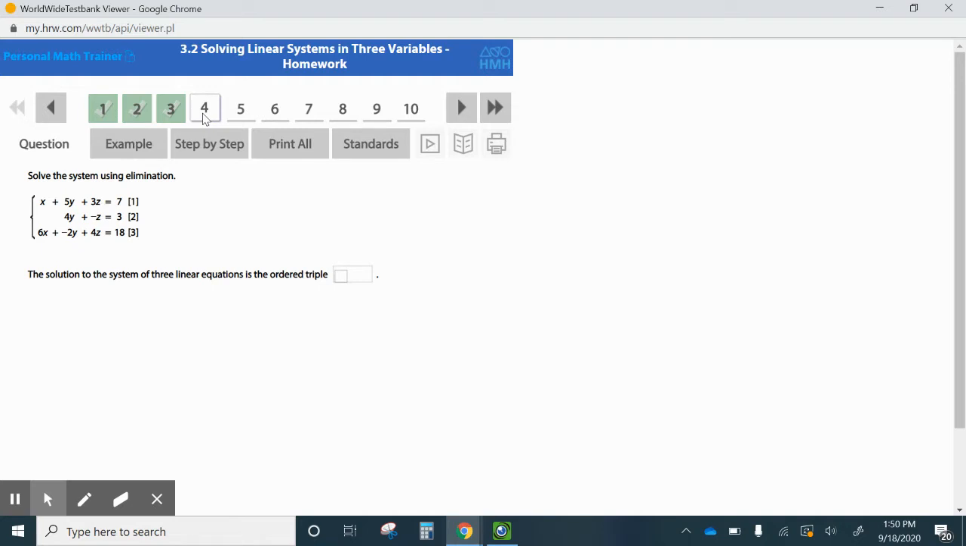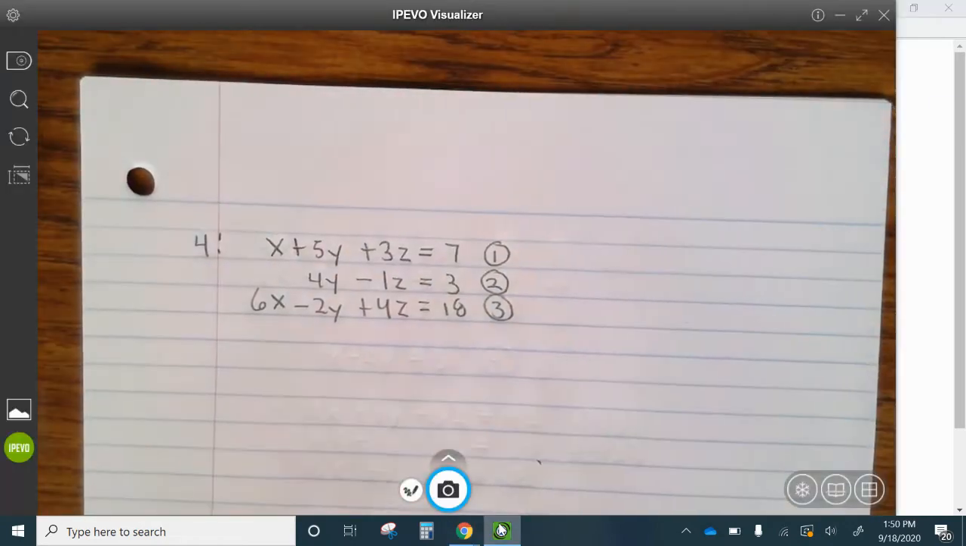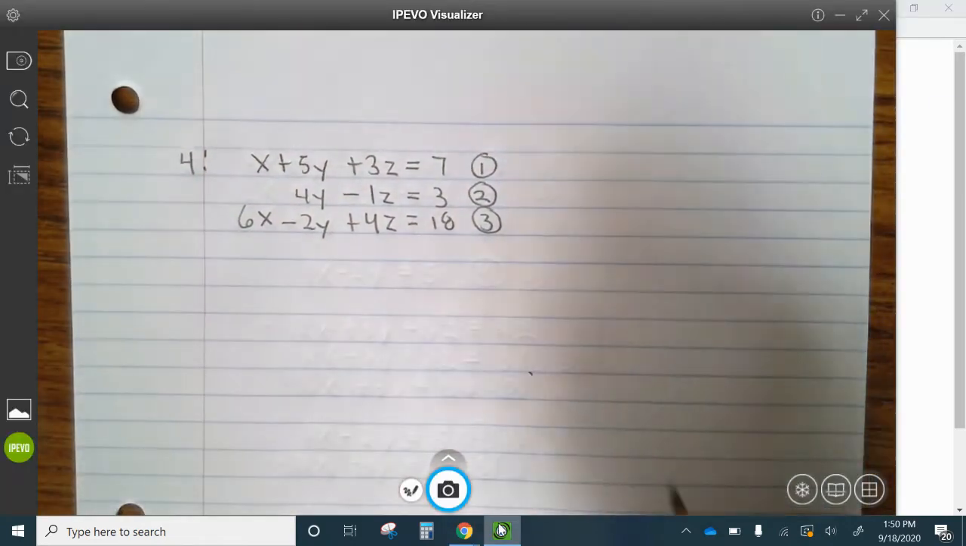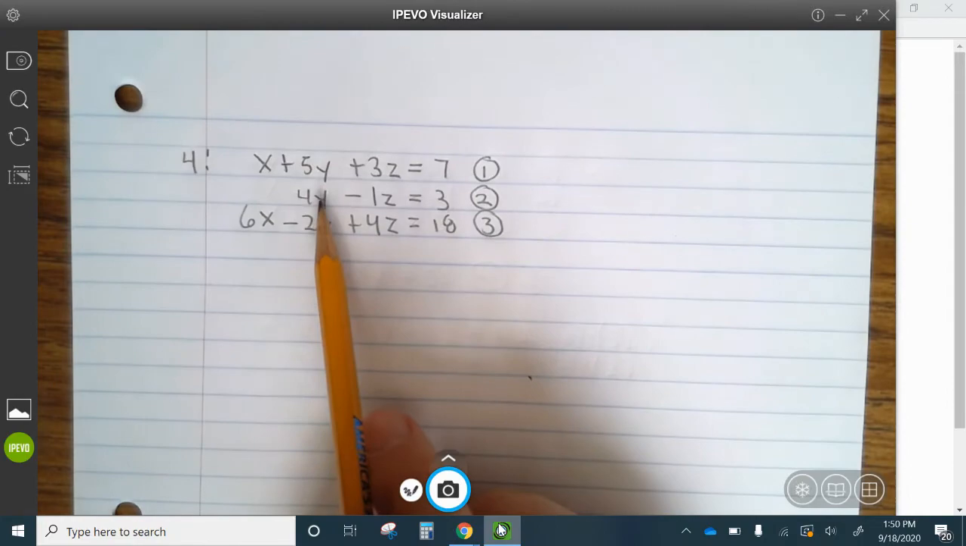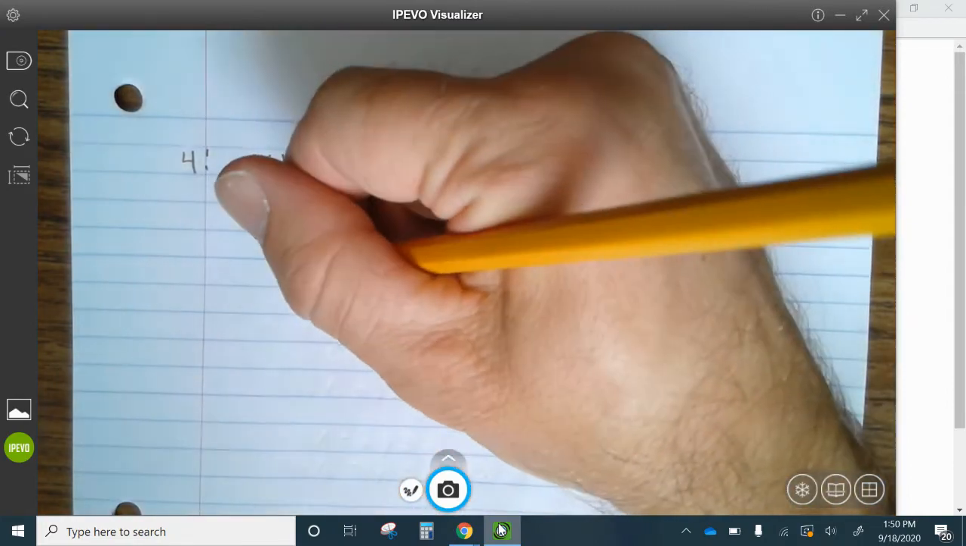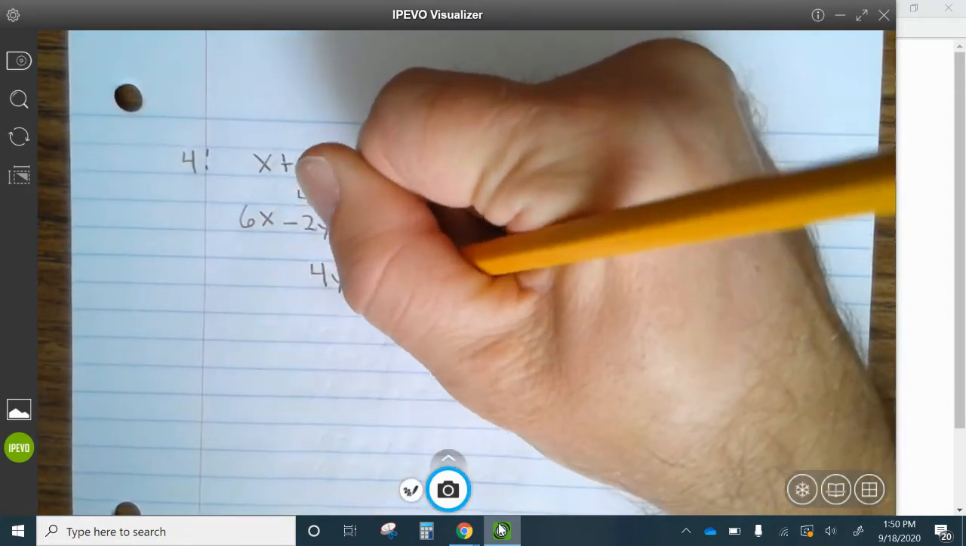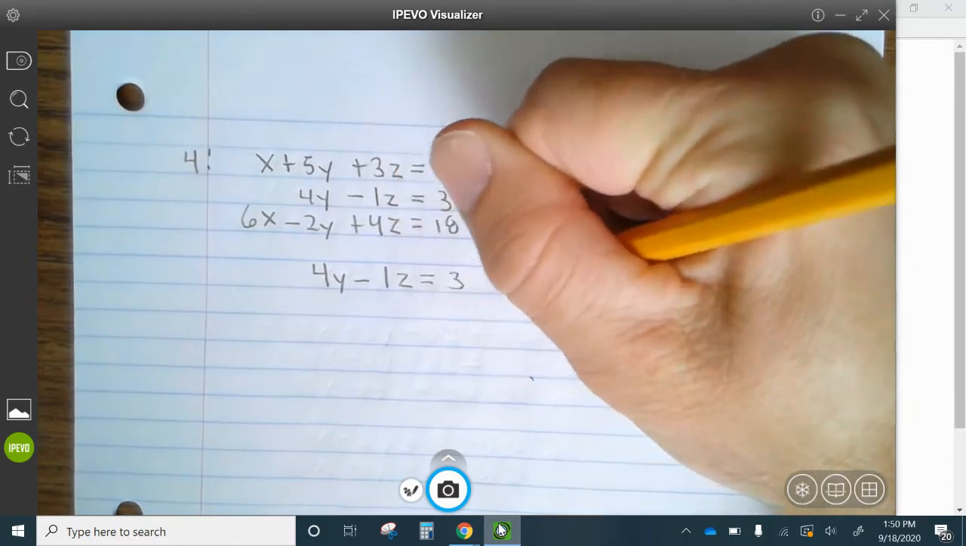All right, so now let's solve. Now again, they've made this easier for us because now we have an equation with 2 variables. We can call that equation 4. So that's 4y minus 1z equals 3, and that's equation 4. Now we need to combine equation 1 and 3 and cancel the x, so we have an equation with just y and z. So we're going to multiply equation 1 by negative 6.